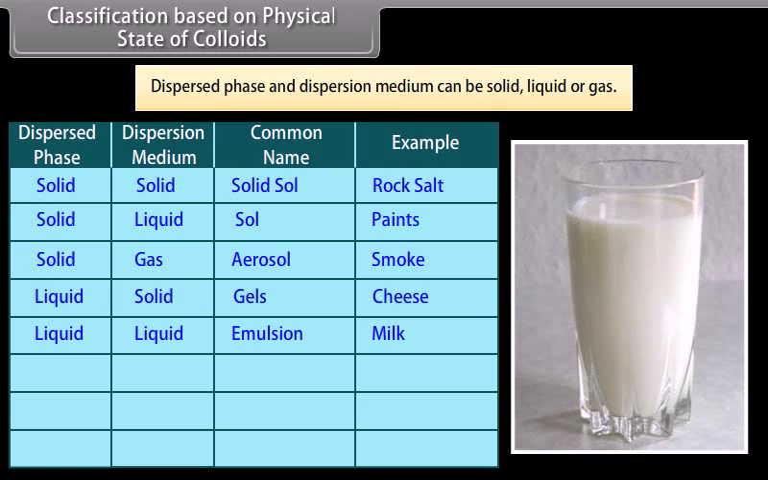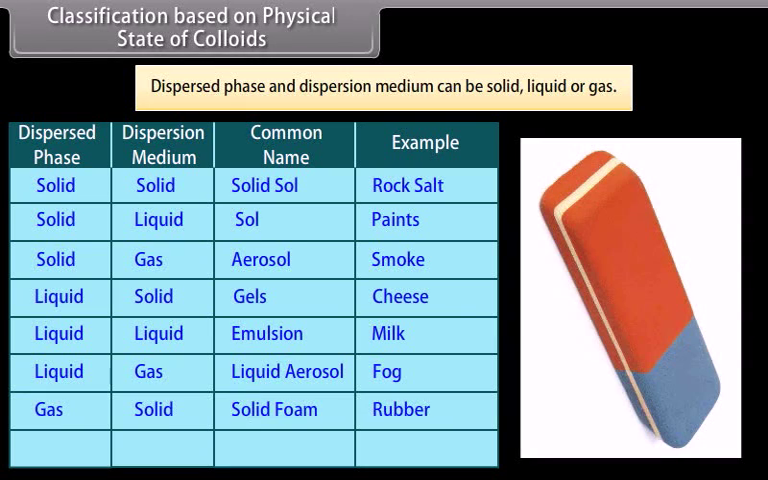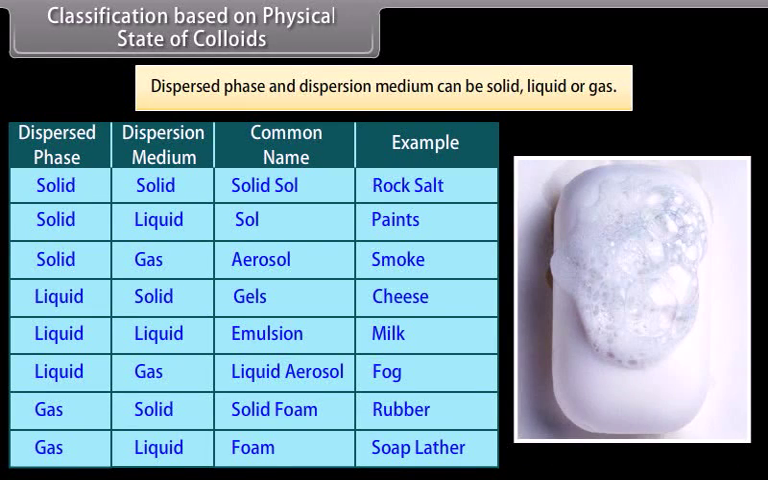Milk is an example of emulsion. Fog is an example of liquid aerosol. Rubber is an example of solid foam. Soap lather is an example of foam.